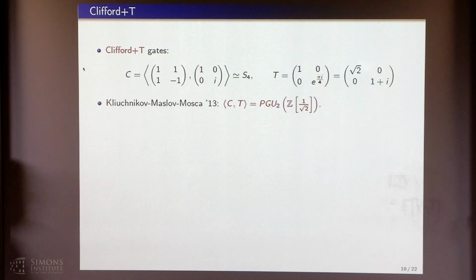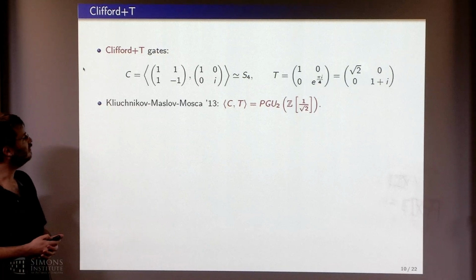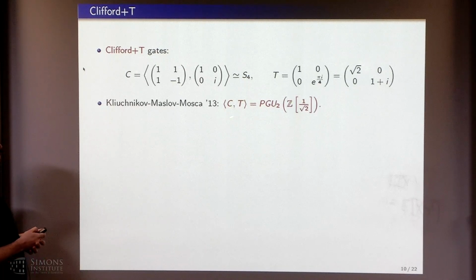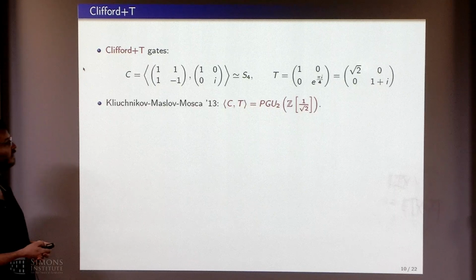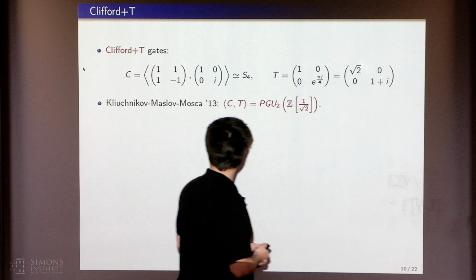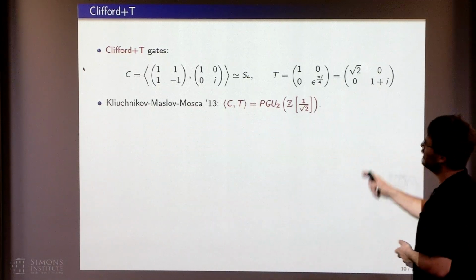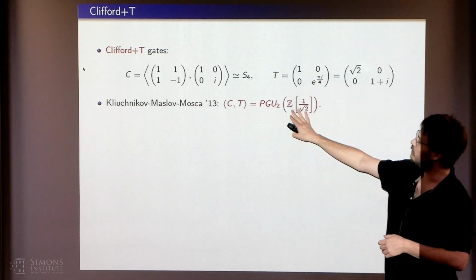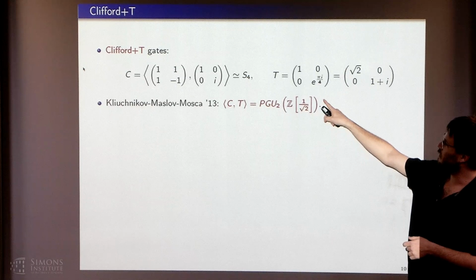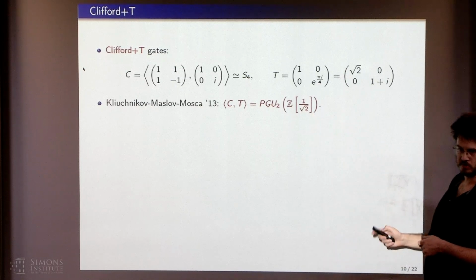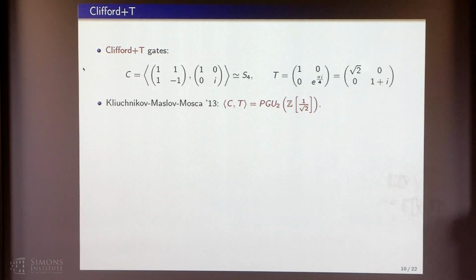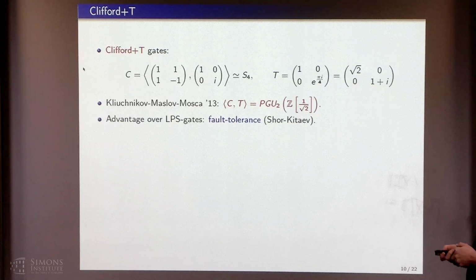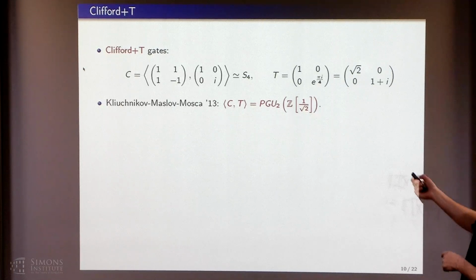And it was not that long ago shown that this group also arises in an arithmetic setting. So Kliuchnikov, Maslov, and Mosca showed that the group generated by C and T together is exactly the entire unitary group over Z when you add the square root of 2. So it means that you can do similar things.